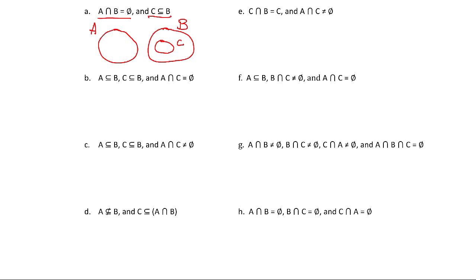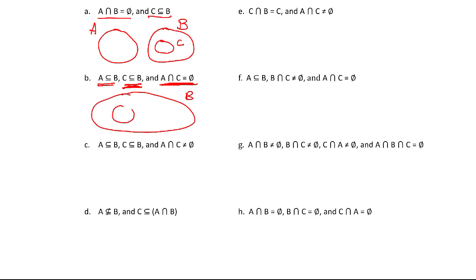Okay. Next, I had three conditions. A is a subset of B. C is also a subset of B. So A and C are both inside the set B. But A and C are disjoint because their intersection is the empty set. So I'm going to draw B being kind of large here. And then A and C are both in B, but A and C are disjoint, so I won't let A and C overlap. Okay? So there's a picture that satisfies all three of those conditions. A is a subset of B, C is a subset of B, and A and C don't overlap.